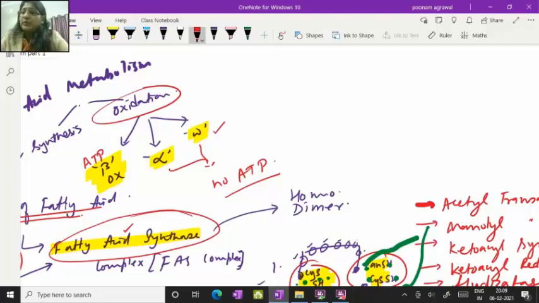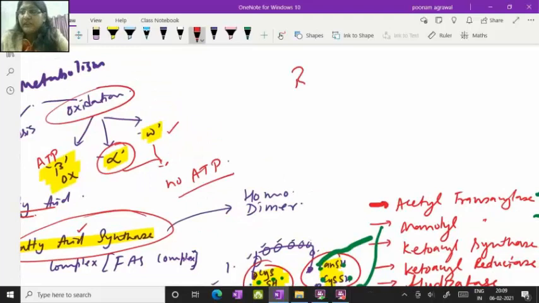So alpha oxidation and omega oxidation also you prepare for the short note. And one important disease related to alpha oxidation is Refsum's disease. So this is a clinical correlation of alpha oxidation, where we talk about the defect in alpha oxidation resulting in Refsum's disease.